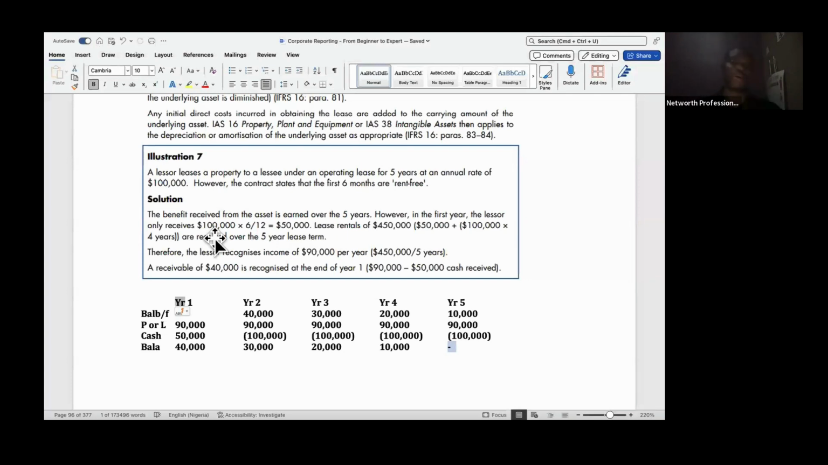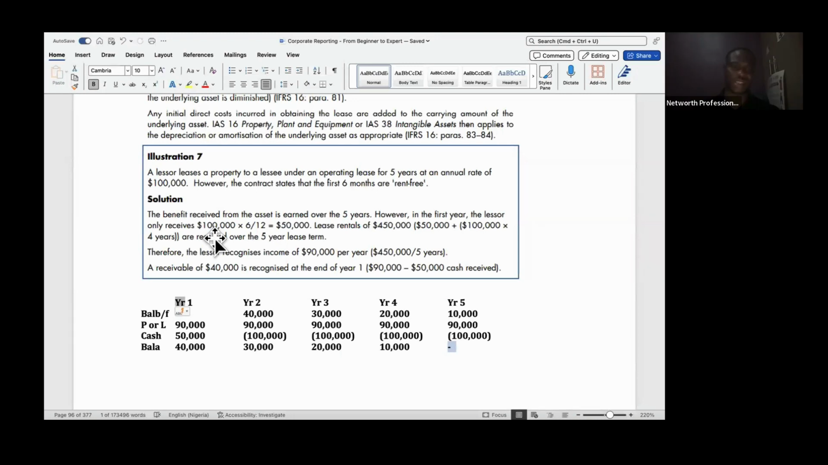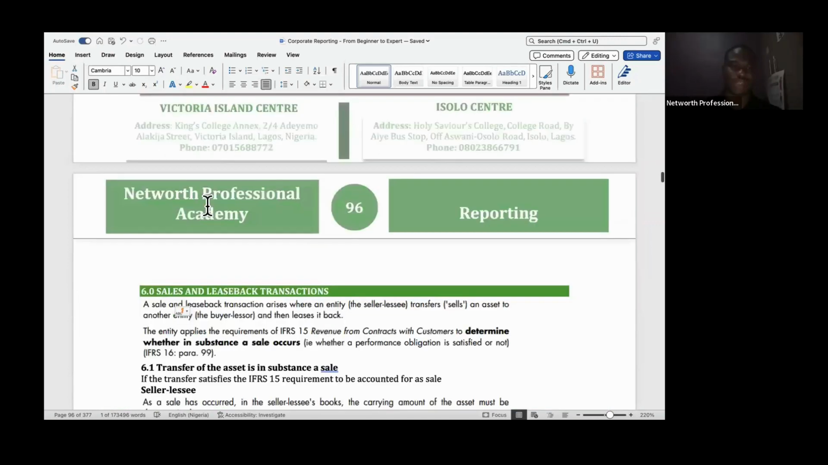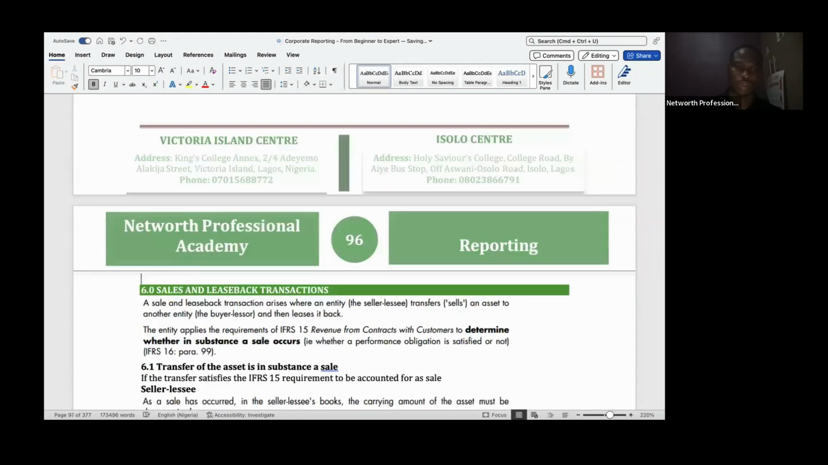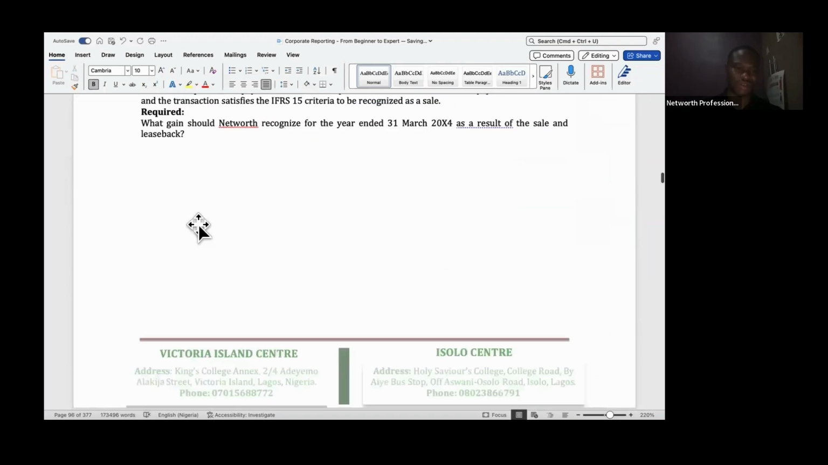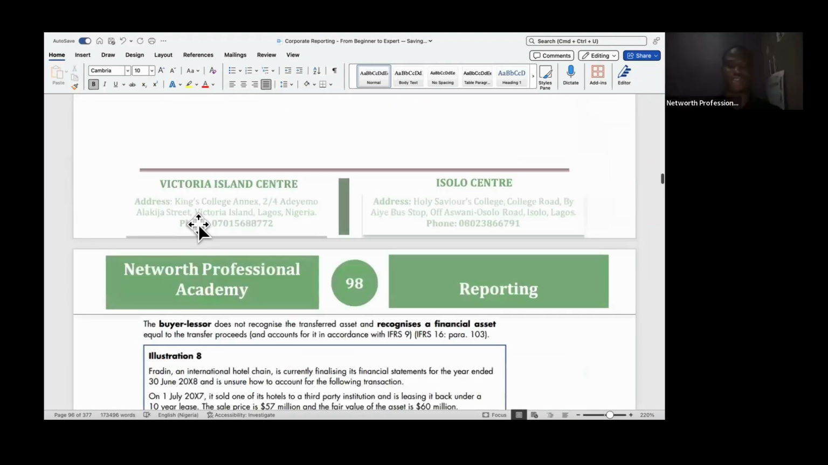There are other aspects of IFRS 16 that I intentionally want to mellow down, because ICAN has never asked it, and I don't see them starting these days. I teach it, but it's usually an entire stress for my students. This is sale and leaseback. I'm not going to talk about it, and I'll just advise you to mellow down on it so as not to confuse you and waste your time before you understand it. Ultimately, you might not find it in the exam.